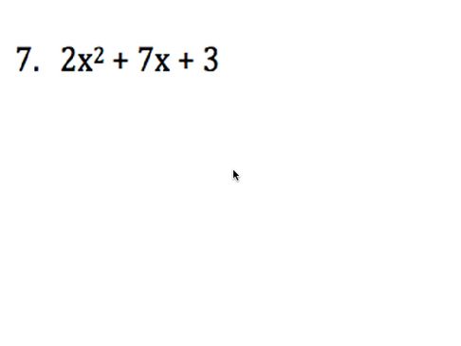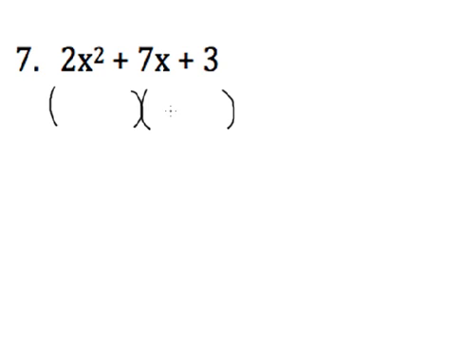So question 7 is a tricky, more tricky one. We can't factor out a common factor to give us a coefficient of 1 on our x squared term. So what does that mean? We have to figure out essentially two pairs of numbers rather than just one.